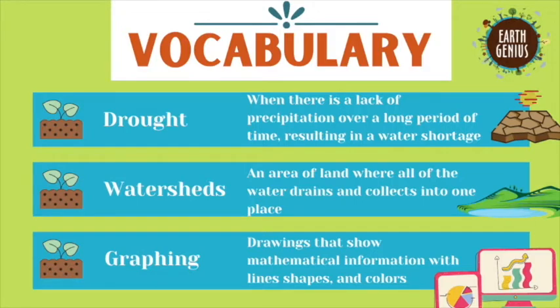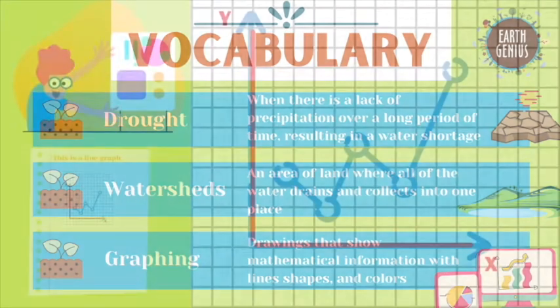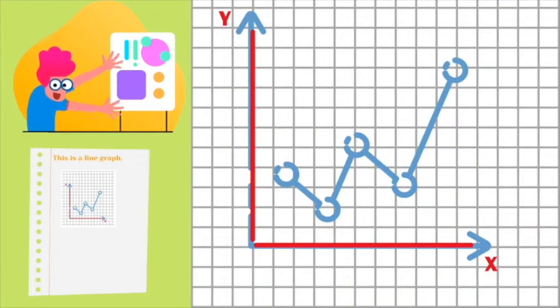Our last word is graphing. Now you may have heard about this in math class. A graph is a drawing that shows mathematical information with lines, shapes, and colors.